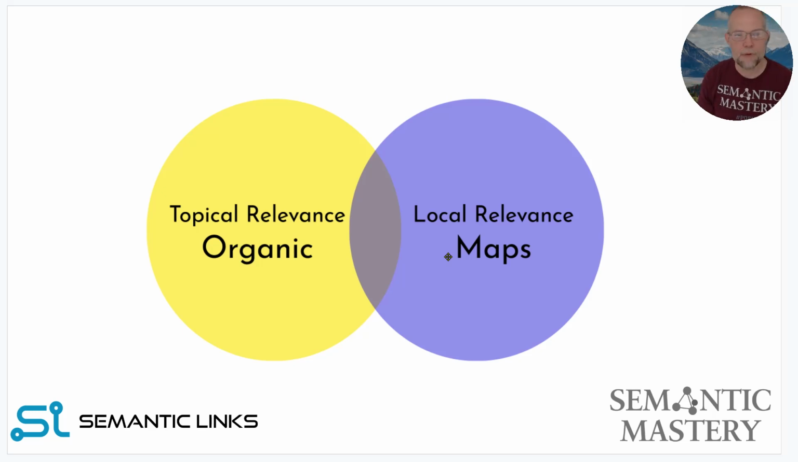ranking. But you need to strike a balance between topically relevant links to rank in organic and locally relevant links to rank in maps. It's really important to balance the two so that you have holistic exposure in Google, both in organic search and maps search and local finder search now, right?